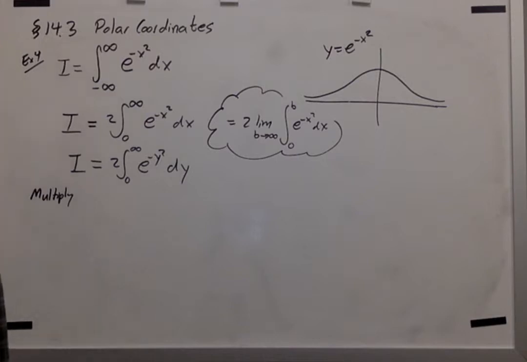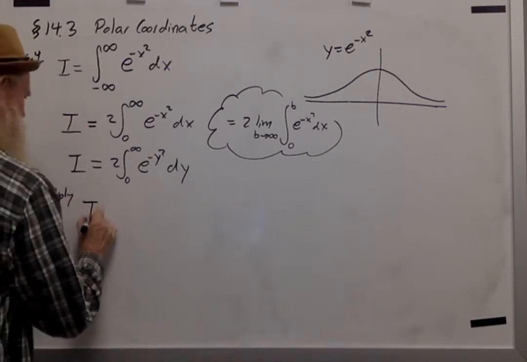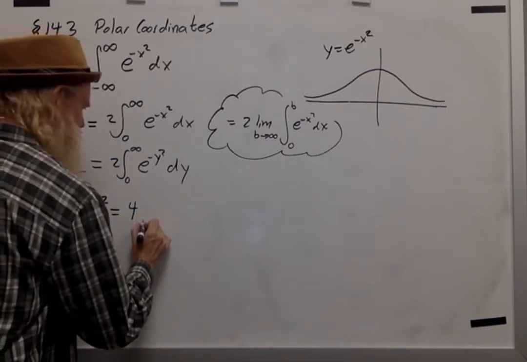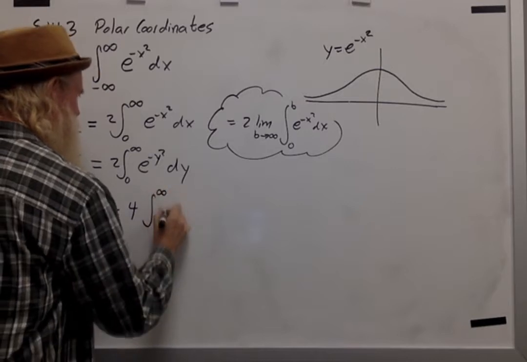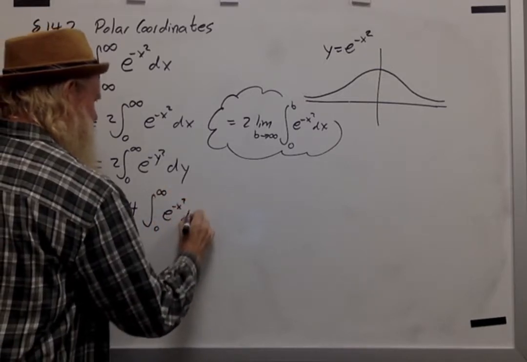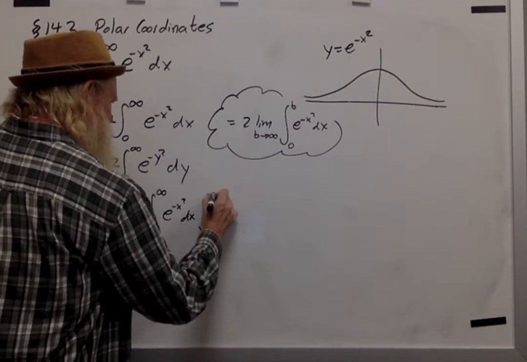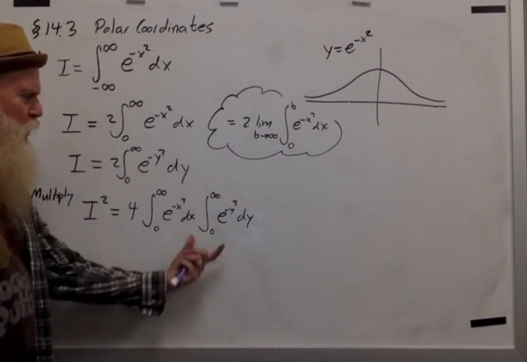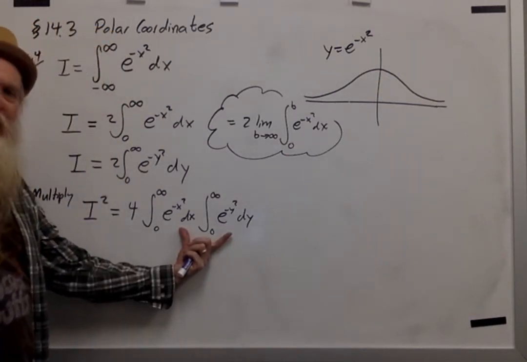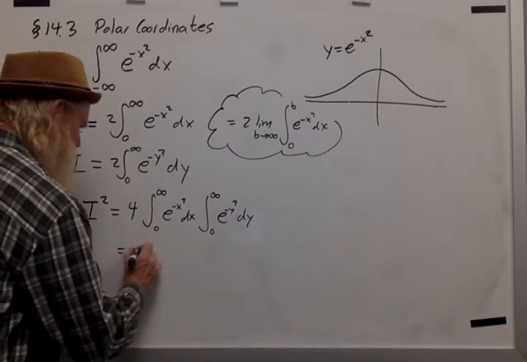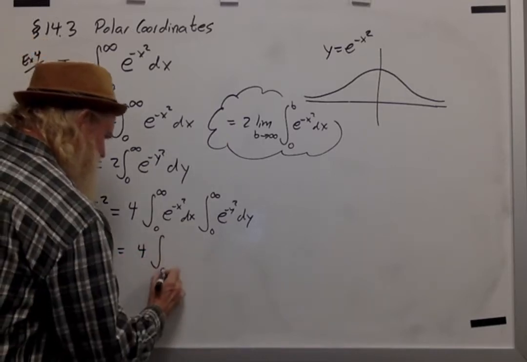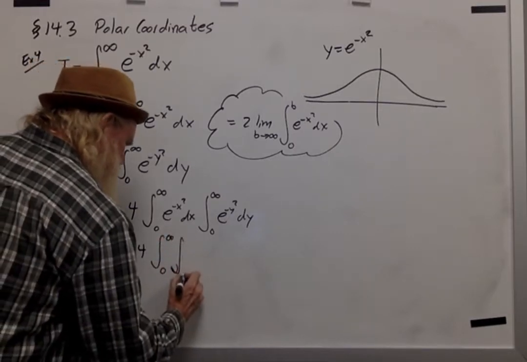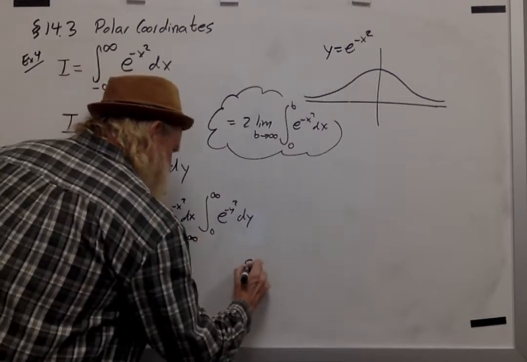But now let's multiply these together. That will tell me that I squared is equal to 4 times the integral from 0 to infinity of e to the negative x squared dx times the integral from 0 to infinity of e to the negative y squared dy. And I want to use that trick of taking this product and putting it into a single integral. So we're running the trick that we've done before backwards. Instead of writing it as a product, I'm going to combine these two into a single integral, dx dy.